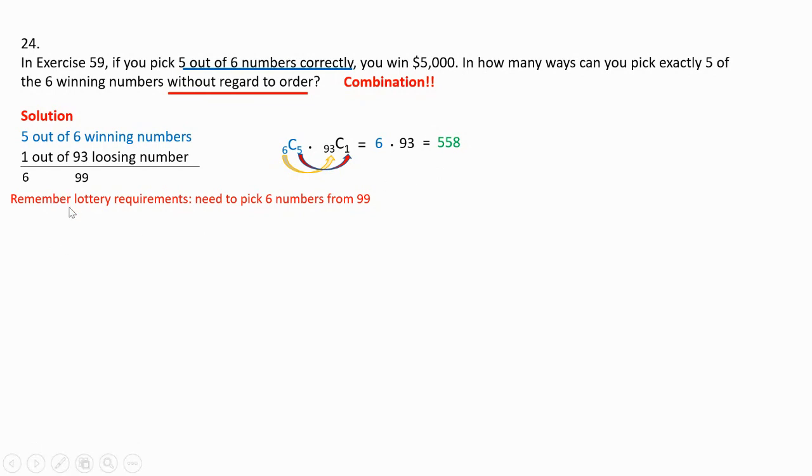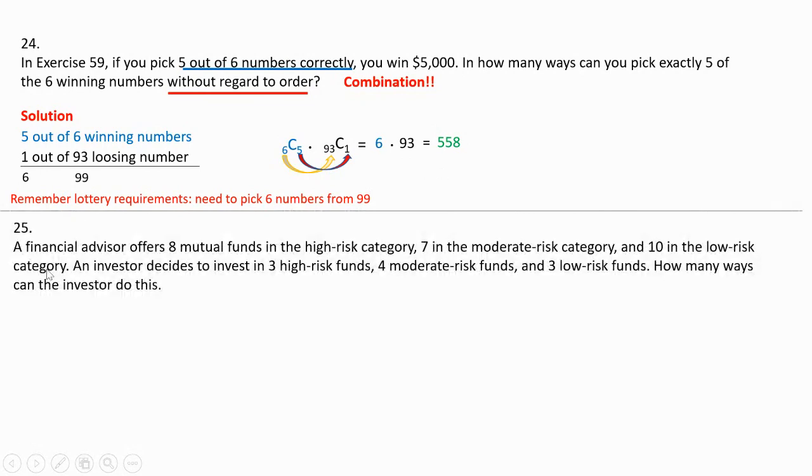Okay, now let's go. This is number 25. I believe this is the last one. It says here, a financial advisor offers 8 mutual funds in the high risk category, 7 in the moderate risk category, and 10 in the low risk category. An investor decides to invest in 3 high risk funds, 4 moderate risk funds, and 3 low risk funds. How many ways can the investor do this?